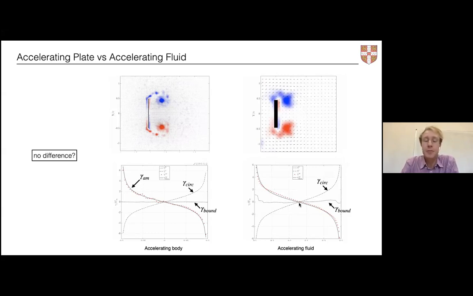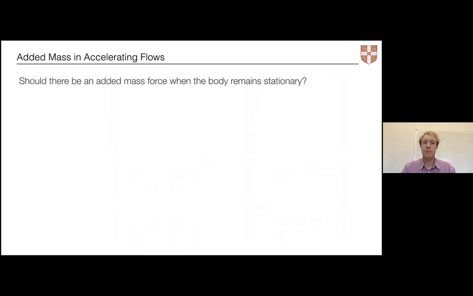And at this point, you might very rightfully say, well, obviously, Pascal, that's going to be the case, because the effective velocity or the slip velocity difference between our plate and our free flow is exactly the same in both cases. So obviously the vortex sheet is the same. And that is true, the vortex sheet itself is the same. But the question is, should there be an added mass force when the body remains stationary, or is this force caused through other means?